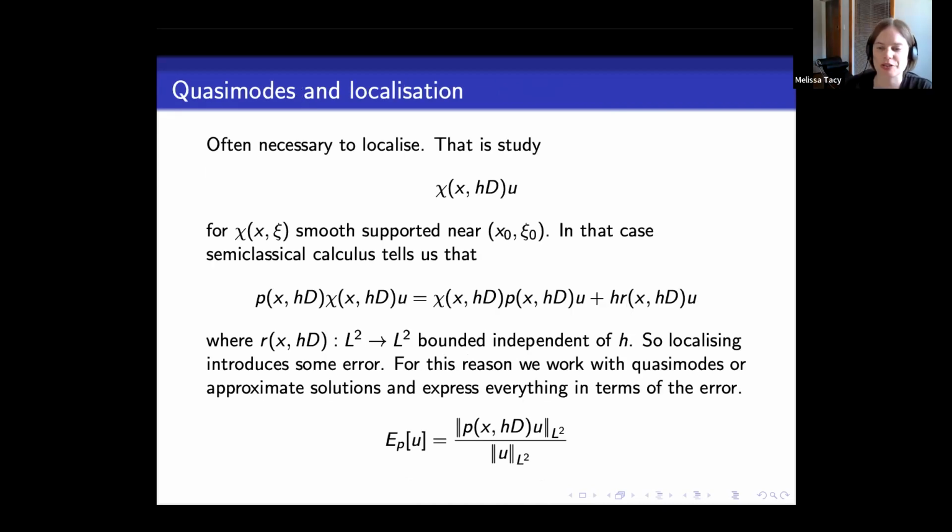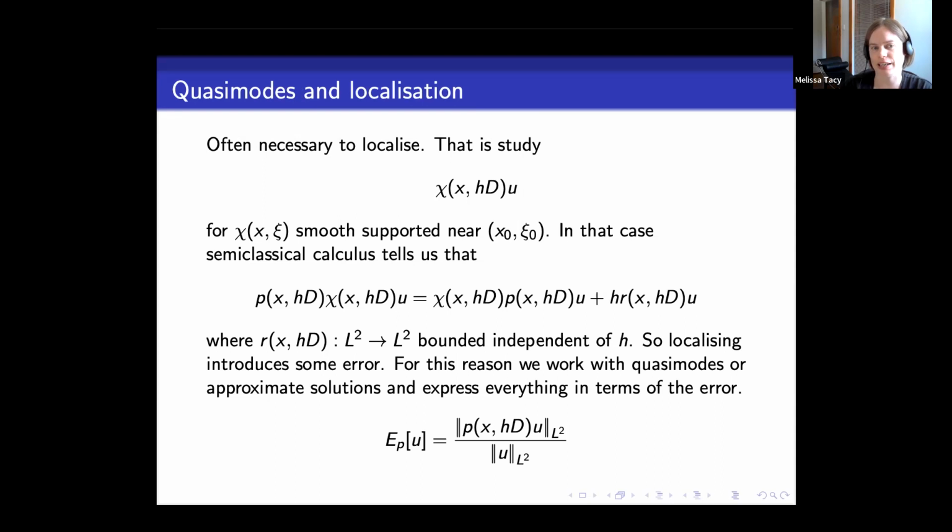Now, almost everything that I do is what I call local. And locality has a bit of a difficulty in this case, because ideally what you want to localize is in position and momentum. And of course, the uncertainty principle tells you you cannot perfectly do that.